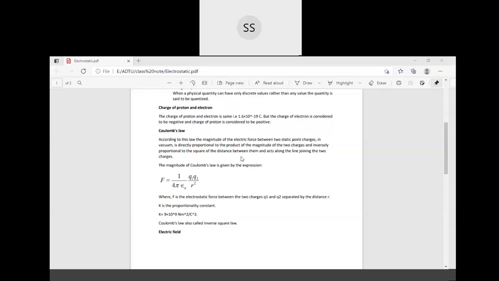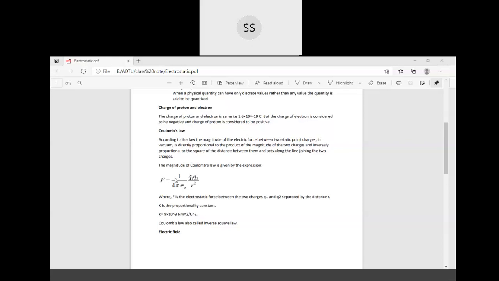So that's why it is inversely proportional to the square of the distance between the two charges and acts along the line joining the two charges. That means the force will act in a straight line. So first, point 1, F is proportional to Q1 into Q2. Number 2, F is proportional to 1 by R square. Inversely proportional means 1 by. So combining these two, we get F is proportional to Q1 Q2 by R square.